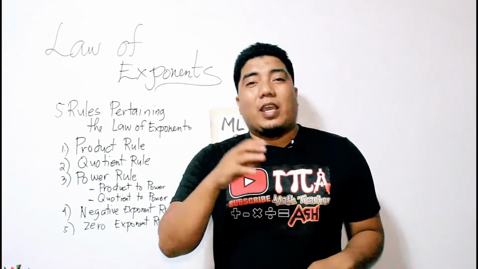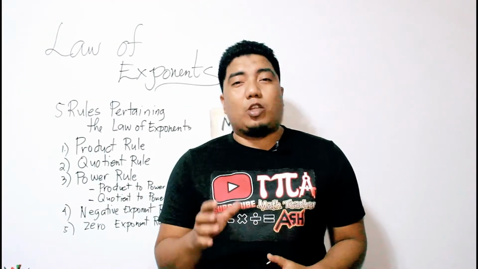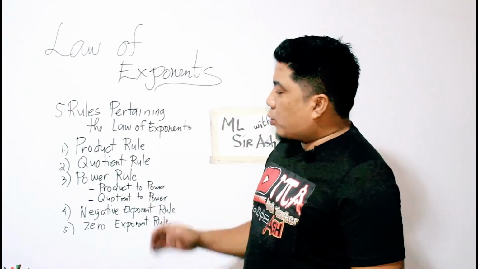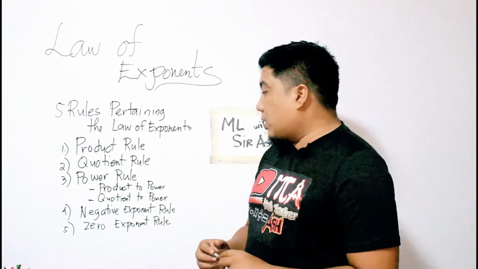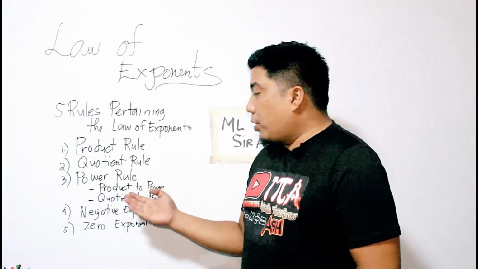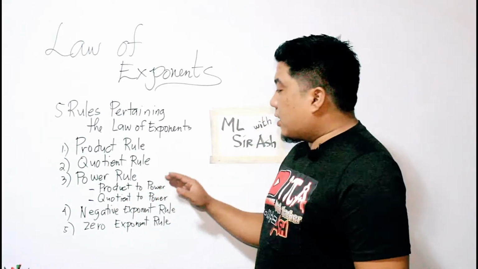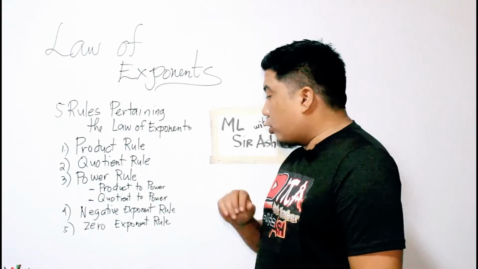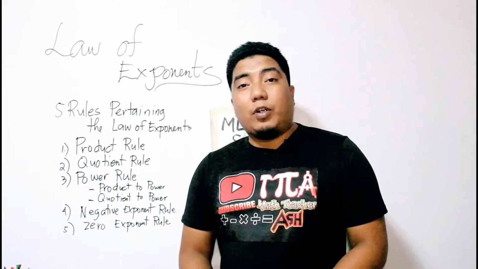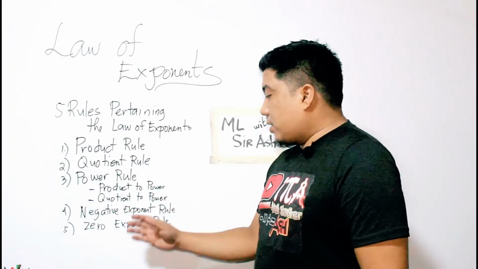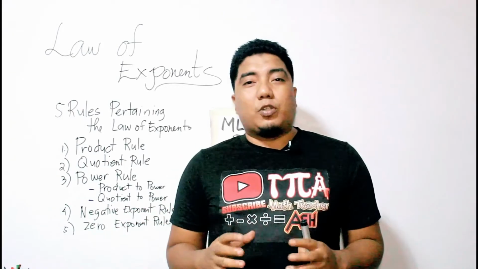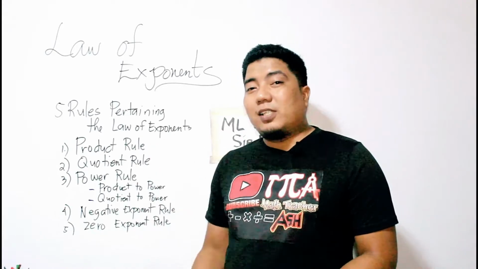Okay, math learners, here are the 5 rules pertaining to the law of exponents. The first one is the product rule. The second one is the quotient rule. The third one is the power rule, in which the power rule has 2 sub-rules, that is the product to power rule and the quotient to power rule. And we have the fourth rule, that is the negative exponent rule. And last but not the least is the zero exponent rule. Question is, what do these 5 rules state?